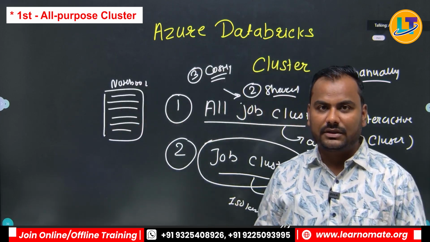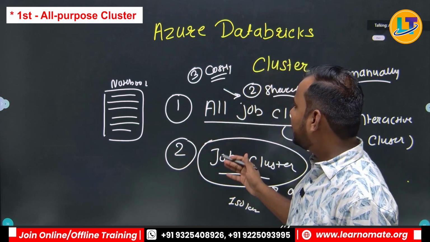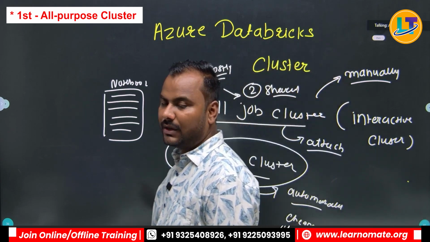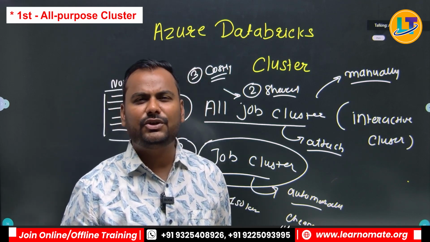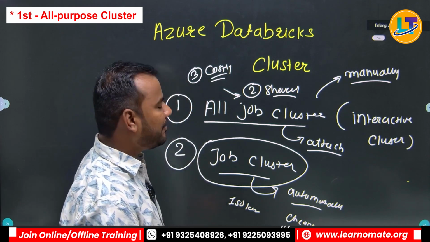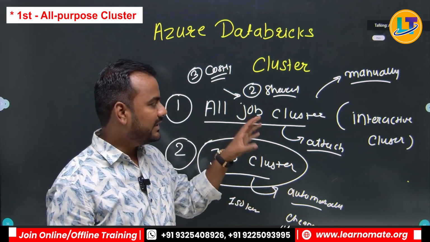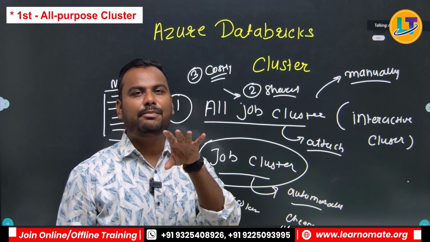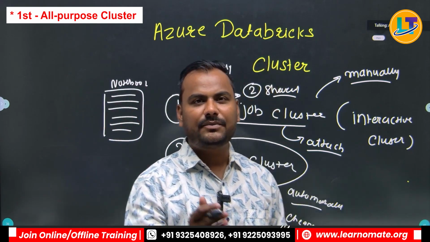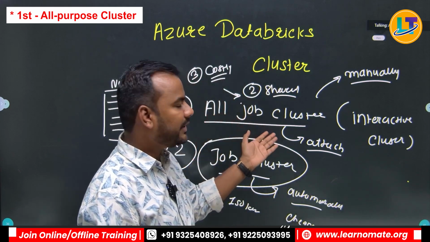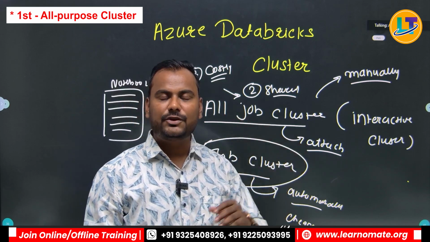Now, how can we allocate the resources to this cluster? Basically, when you create a cluster, it will ask you what type of cluster you want to create, whether a standard cluster or a premium cluster. Depending upon what options you select, the resources will be allocated. But we can see this when creating a cluster practically. So in my next video, I'll show you how to create an Azure Databricks cluster, how we can allocate the resources, and how the job cluster and the all-purpose cluster look, practically.